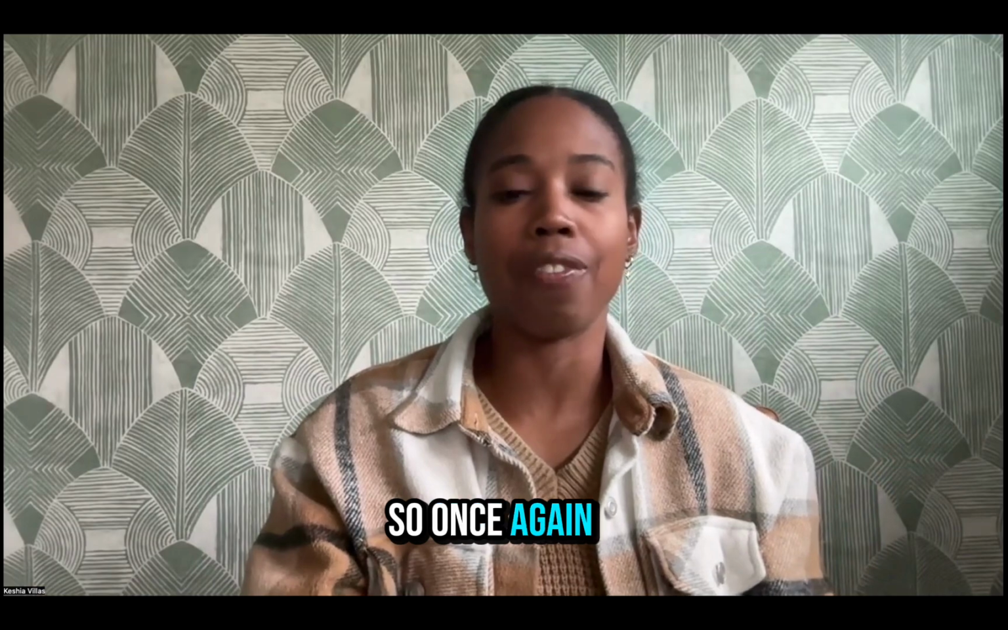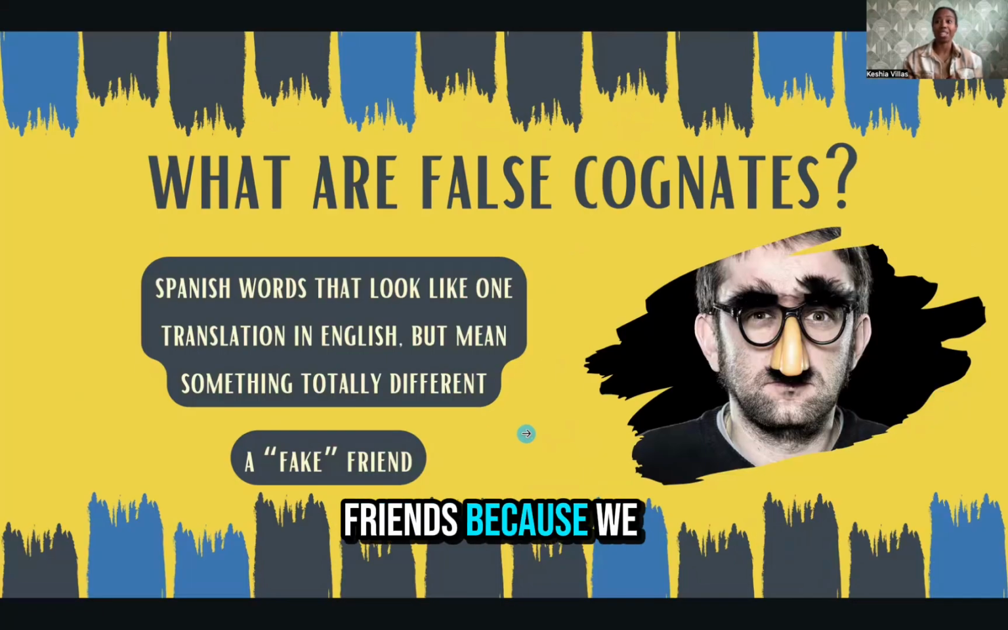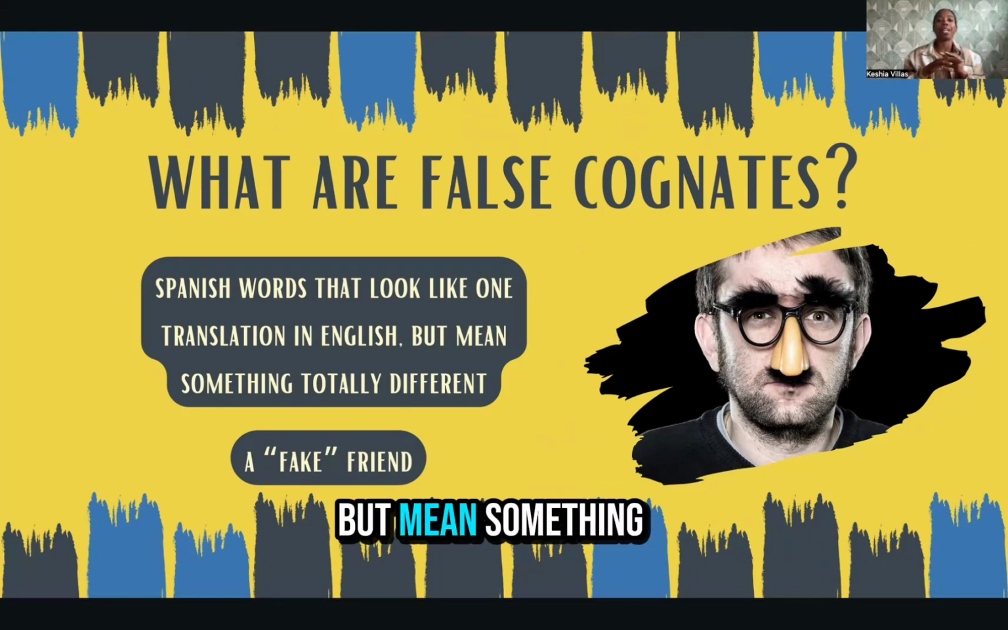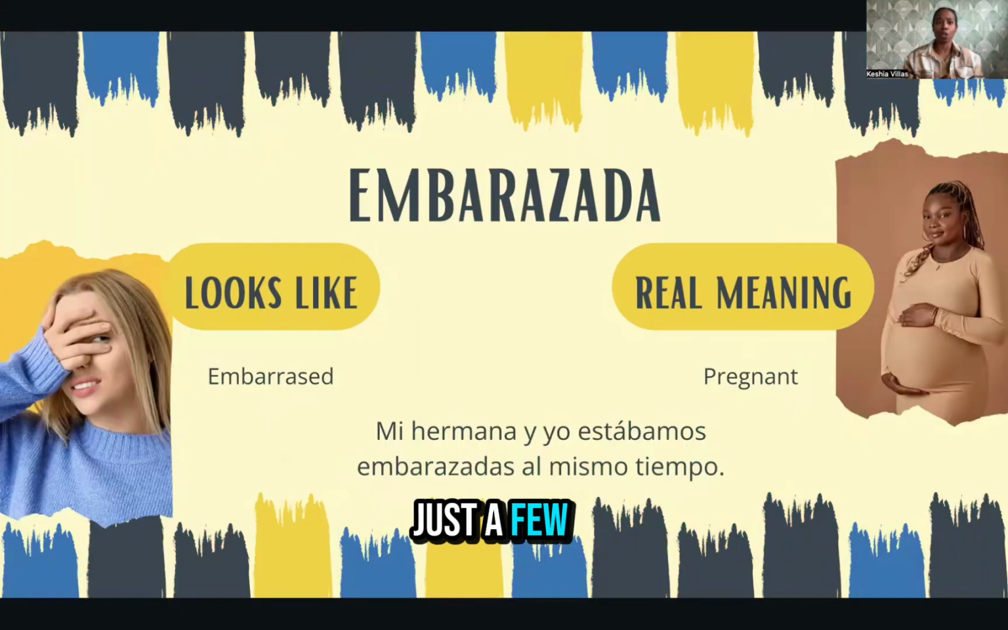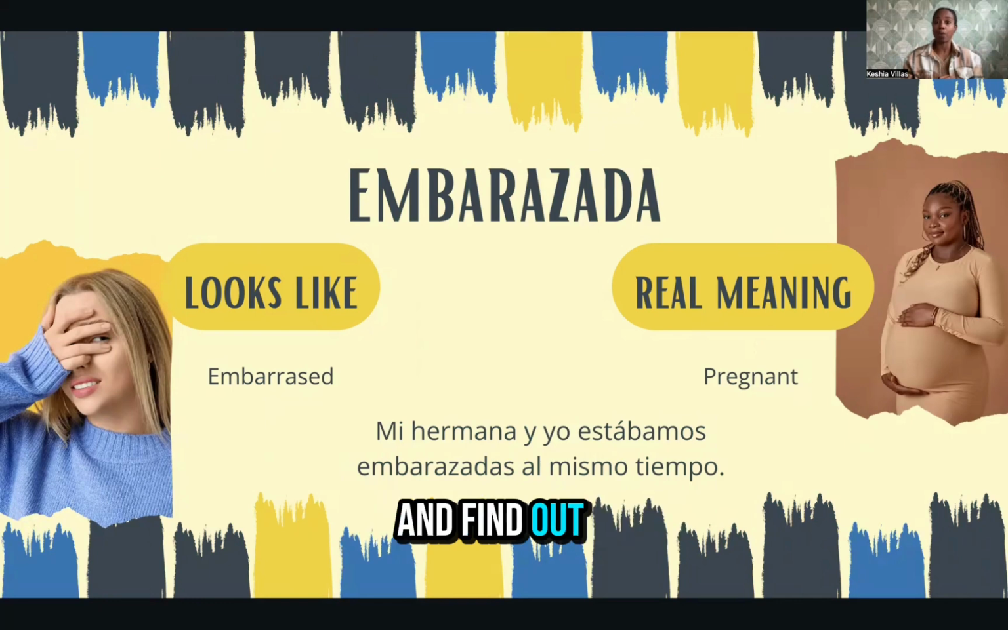So once again, false cognates are fake friends. I like to call them fake friends because we love it when we can quickly say this Spanish word looks like this English word, perfect. But false cognates are like fake friends: Spanish words that look like one translation in English but mean something totally different. Okay, so here are just a few. We're going to go over five different false cognates and find out what they really mean.